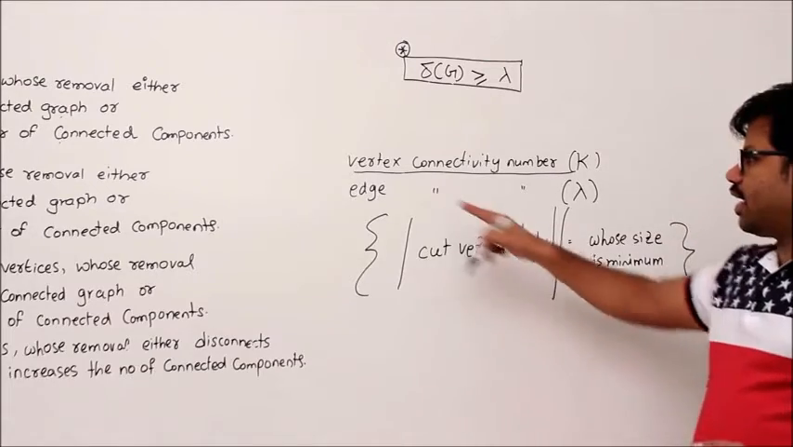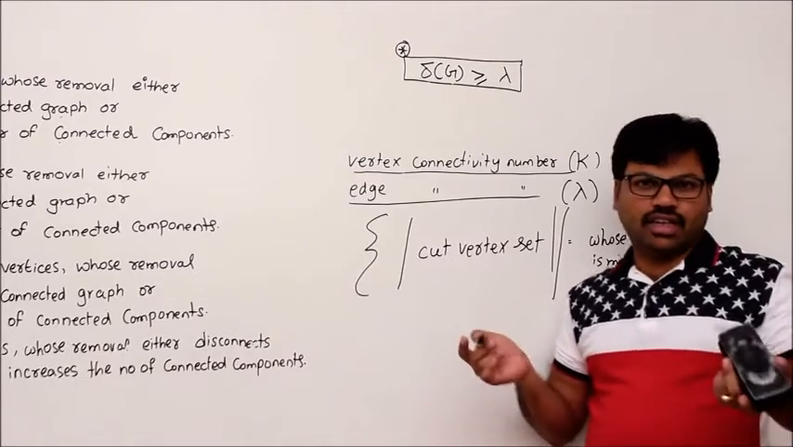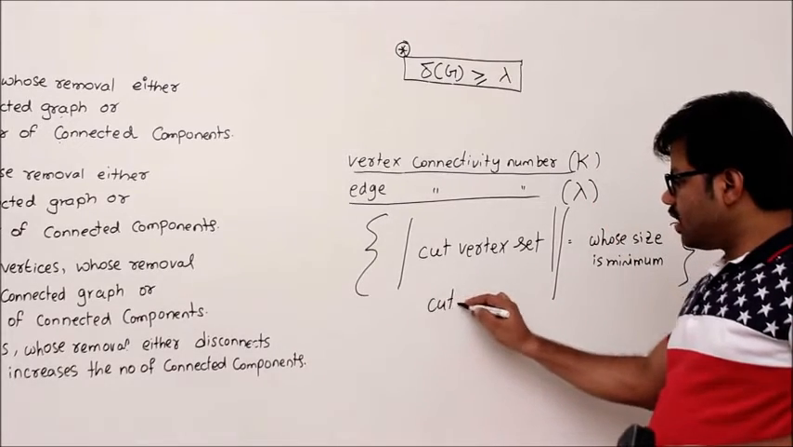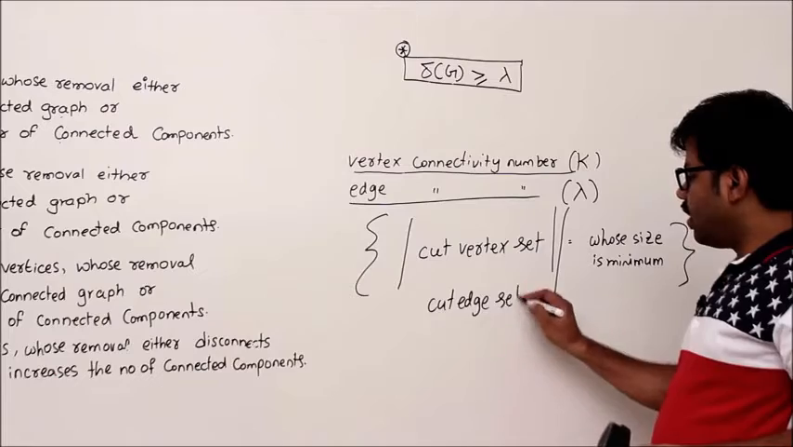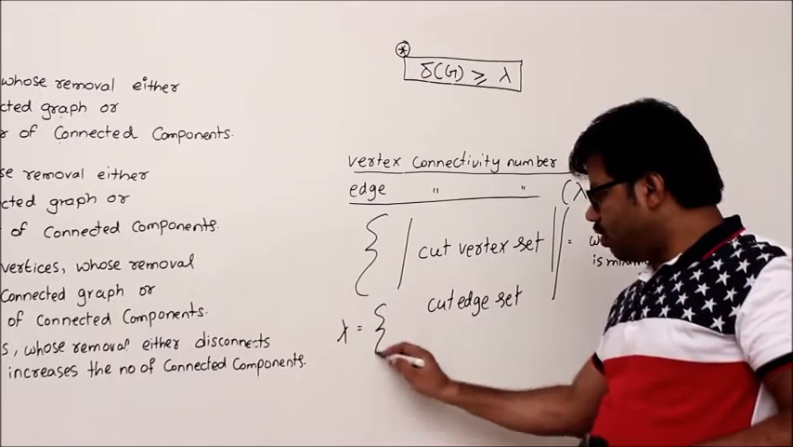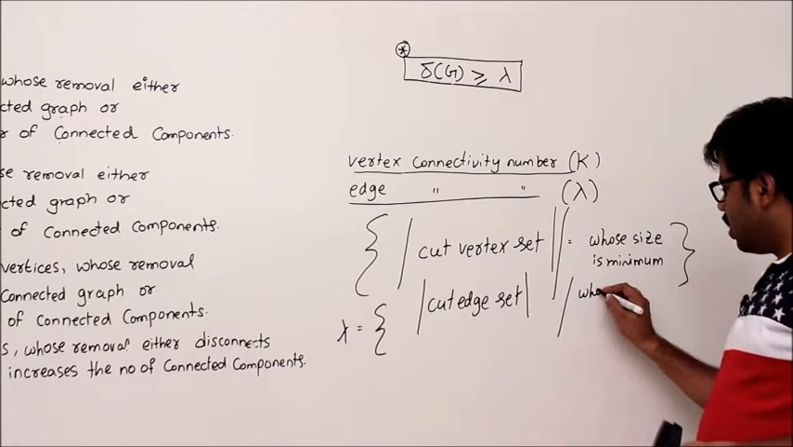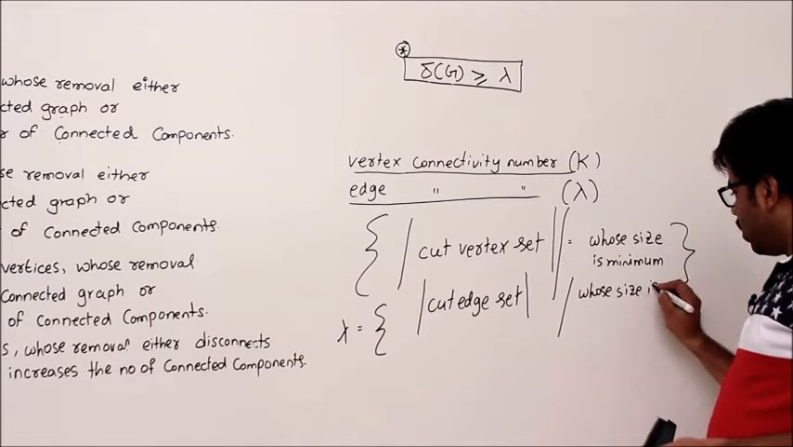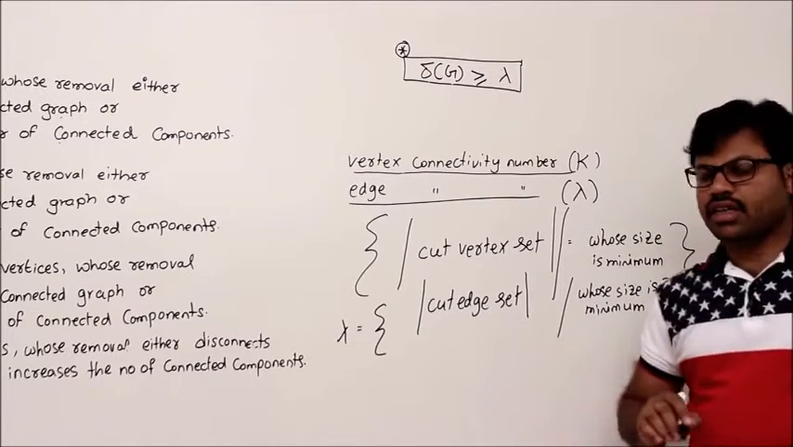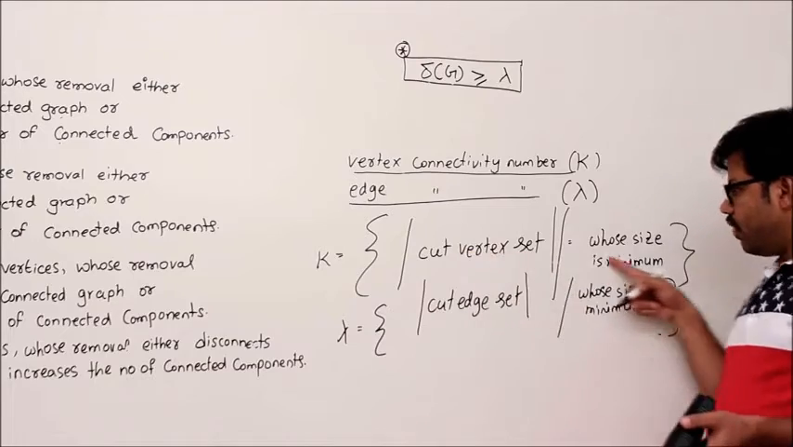Now similarly I can define the edge connectivity number, that is the minimum number of edges required to disconnect the graph. To disconnect the graph we use a cut edge set, correct or not? Then what is the relationship between this cut edge set and the edge connectivity number? The edge connectivity number, let's say lambda, is nothing but the size of the cut edge set, but which kind of cut edge set? The one whose size is minimum. That is the definition of the edge connectivity number. Okay, so let's recall these two things again. This is K. In set theory we write this kind of definition.